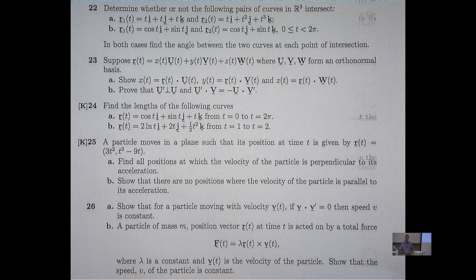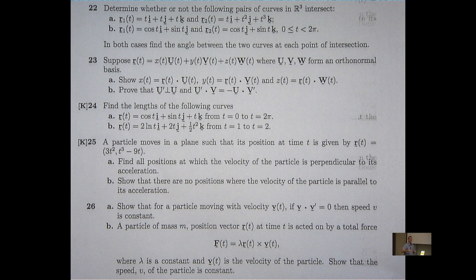Now, I'm actually going to choose the first question, part A. And in that case, if they do intersect, find the angle between the two curves at each point of intersection. Now, what do we mean by the angle of intersection? Well, the angle of intersection is determined by the angle between the tangent vectors.